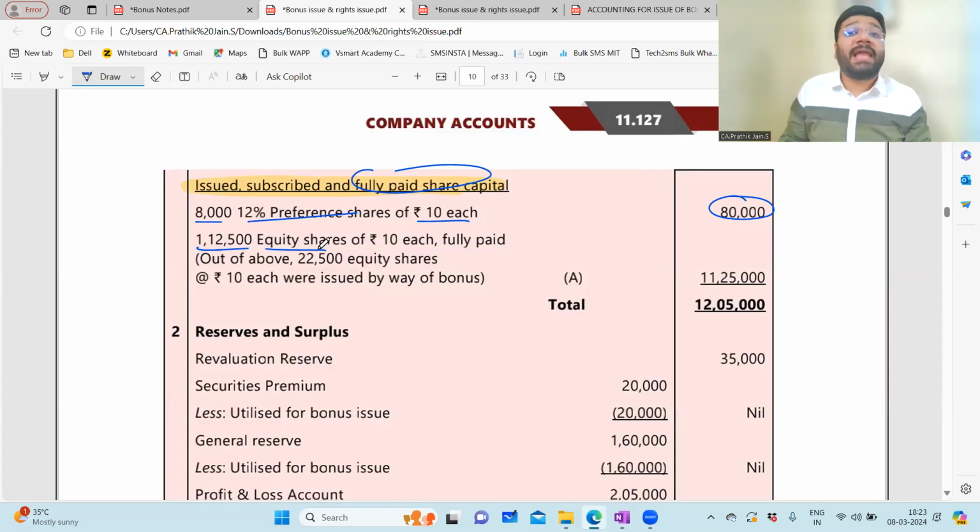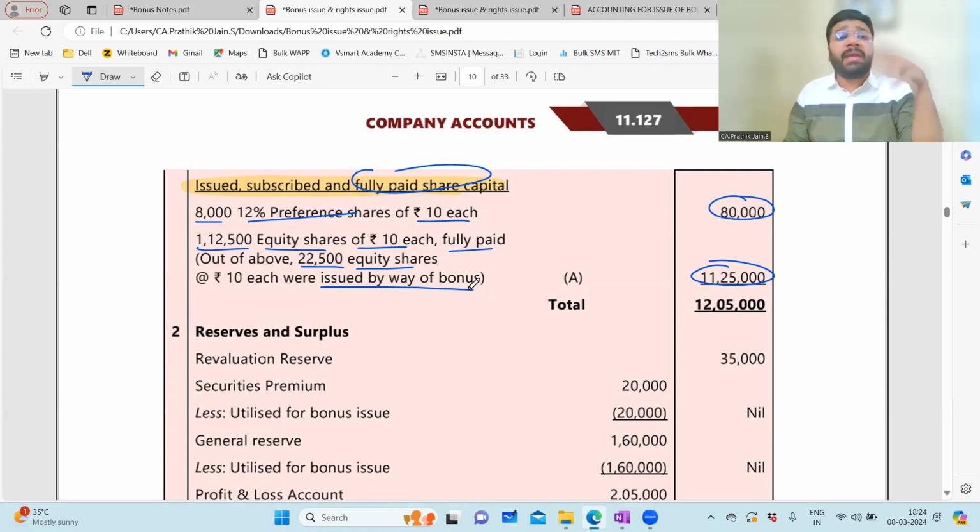So what did we learn in the last class? Whenever bonus shares are issued, the number of equity shares will increase. That's what we saw now, the third point. So 1 lakh 12,500 of 10 each fully paid, 11 lakh 25,000. In brackets, they have mentioned that of this 1 lakh 12,500, 22,500 is because of issuing equity shares by way of bonus. This you have to write, because the person who is reading the financial statement needs to understand how it came from 90,000 to 1 lakh 12,500. The person who has read the previous balance sheet will have the data in mind.